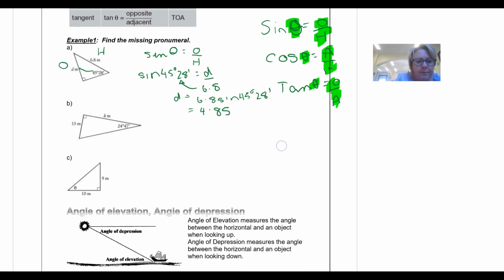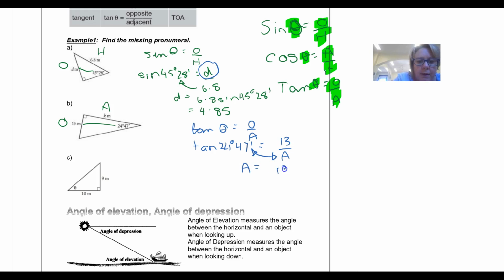Let's look at the next one. I've got opposite and I've got adjacent, so it's tan. Tan theta equals opposite over adjacent. Tan, substitute in, 24 degrees 47 minutes. The opposite is 13 and the adjacent we don't know. Up here we had the unknown on the top and we could simply times. Here we do what I call the switcheroo, which is we swap the position of the unknown and the angle because we have to divide.